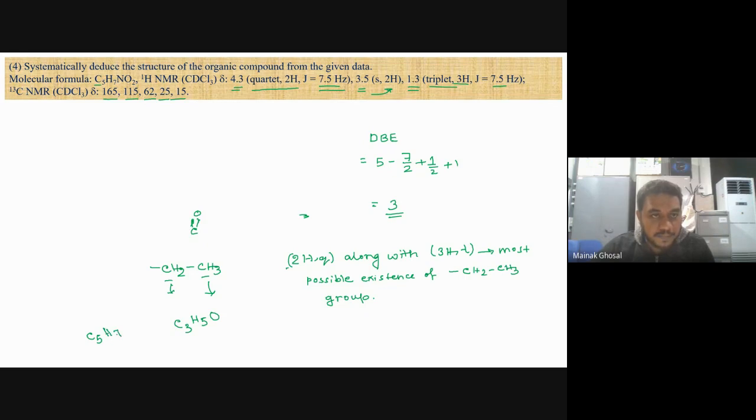C5H7NO2. So there is another nitrogen also. Good. So you see the C3H5O. Okay. So if you just subtract it, we will get C2H2NO. This fragment is also left.